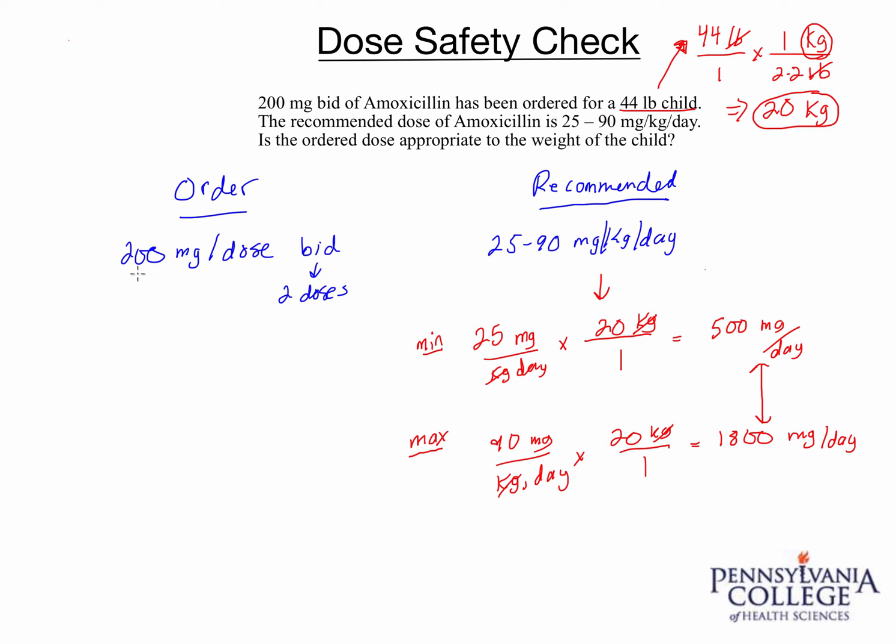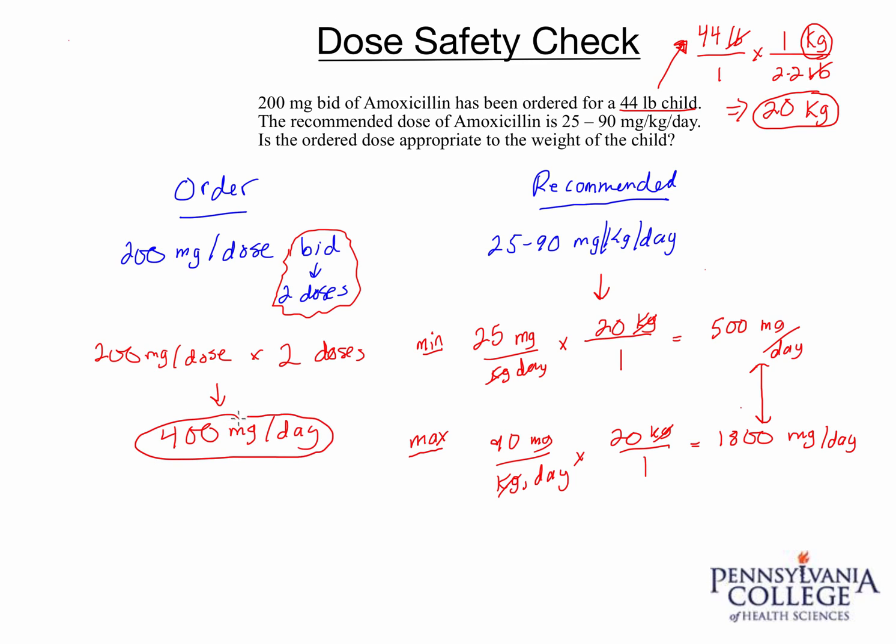A common mistake is right now, students will look at 200, they'll say, wait, 200's not in this range, this is not appropriate. But once again, we are not at the step to compare. What we see is the order is given to us right now as milligrams per dose, where the recommended, when we converted by multiplying by the weight, is now in milligrams per day. So I know, given the information from the problem, that the child was to receive this twice a day. So if they're receiving 200 milligrams every dose, and there are 2 doses, if I multiply by 2 for 2 doses, that's going to result in 400, and that would be milligrams per day.